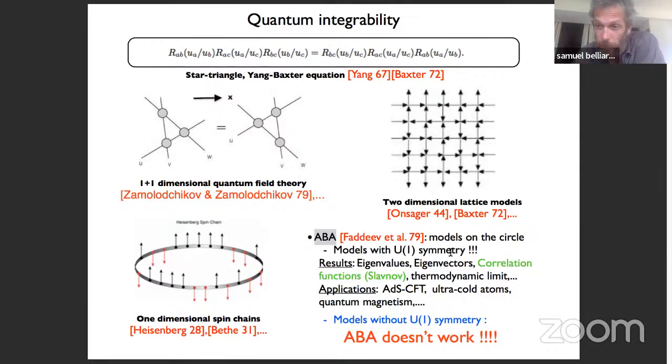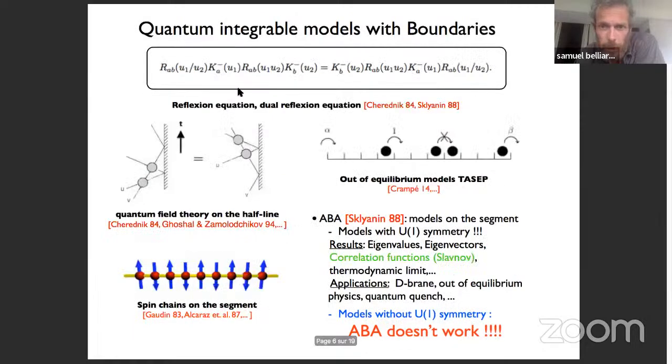Many things were done. And Nikita, as was mentioned in the talk before, is known for his contribution about the correlation function and the asymptotics of this object. And also for the boundary case, where you have a new equation and a new object, K matrices, that allow you to construct your spin chain.